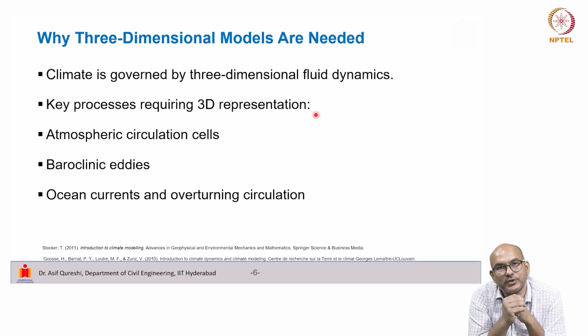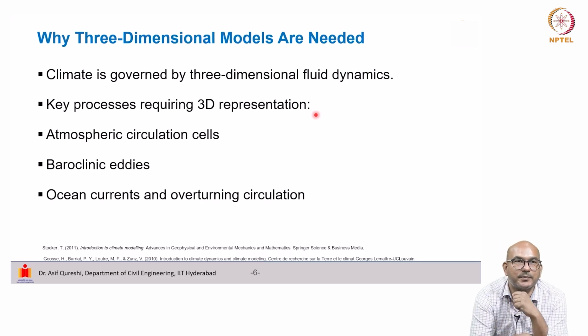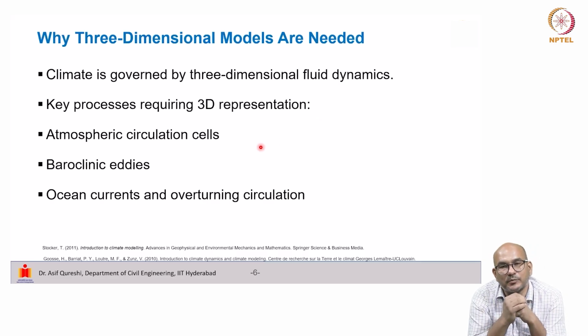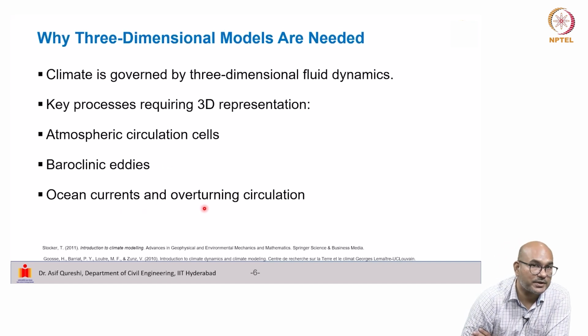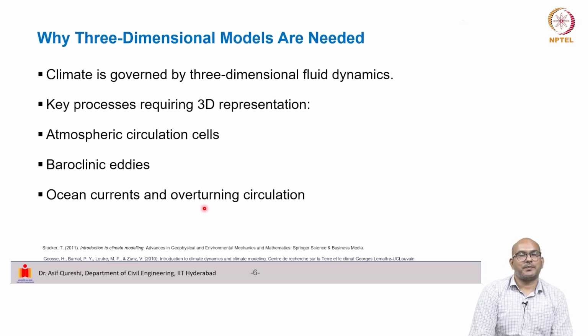3-dimensional representation of what? 3-dimensional representation of atmospheric circulation cells, 3D representation of baroclinic eddies, also 3D representation of the ocean currents and the overturning circulation. So, we need all of these representations to be done in 3 dimensions to be able to model the climate.